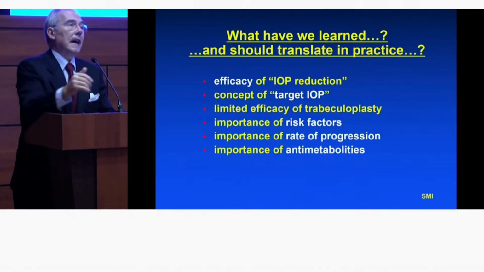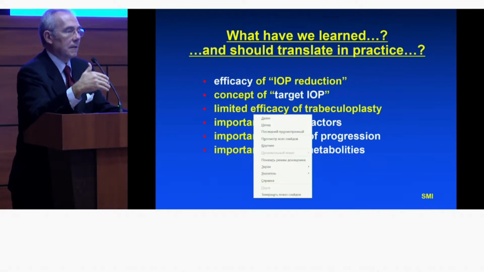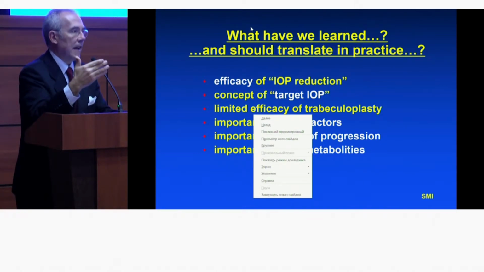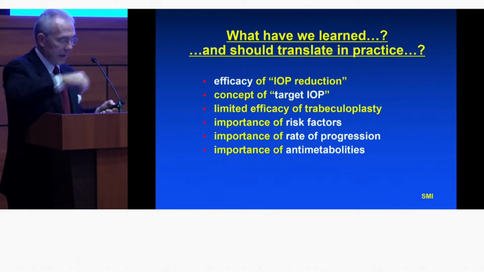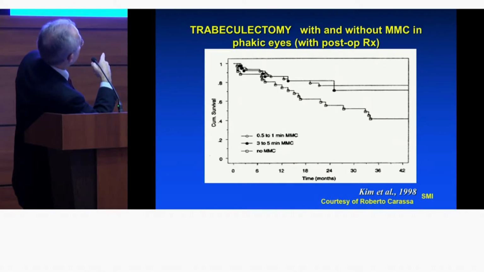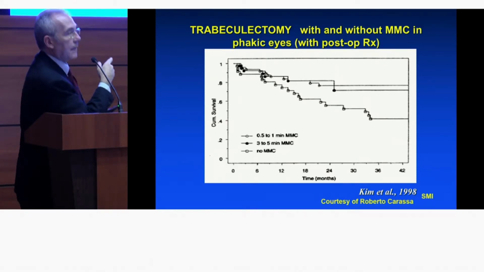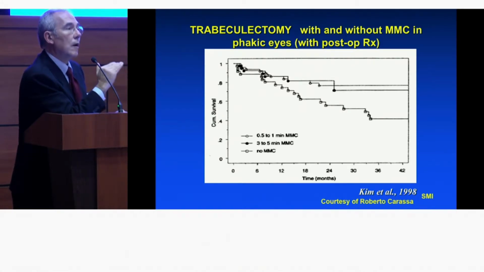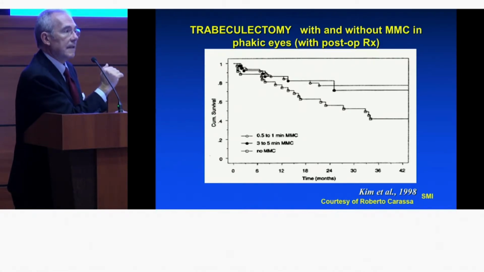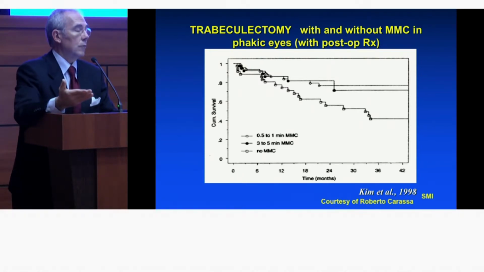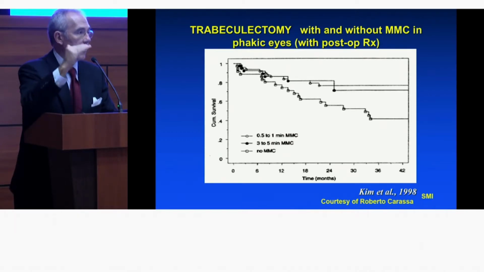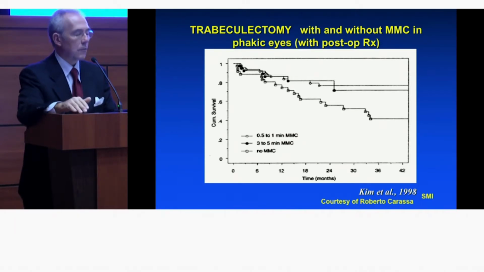We learned how important are the antimetabolites. I'm sure that all of you who are performing glaucoma surgery know that a filtering surgery cannot be performed without the help of mitomycin C or 5-FU. It has been clearly shown that the patients operated with trabeculectomy with mitomycin have a much higher likelihood to preserve their visual function over time as compared to those who had not the help of mitomycin C. So the IOP is much better controlled and then the visual function is much better controlled.